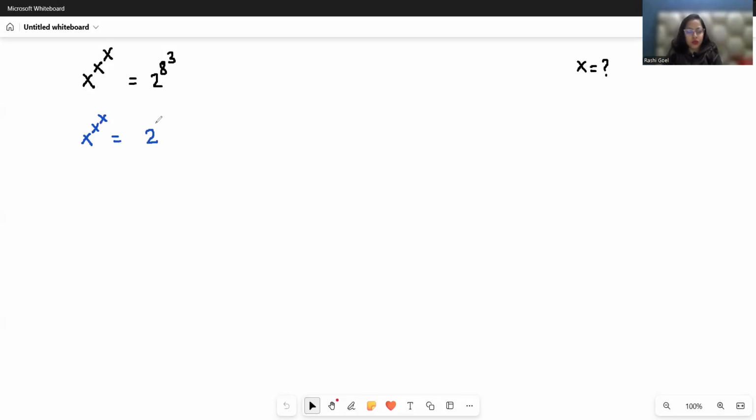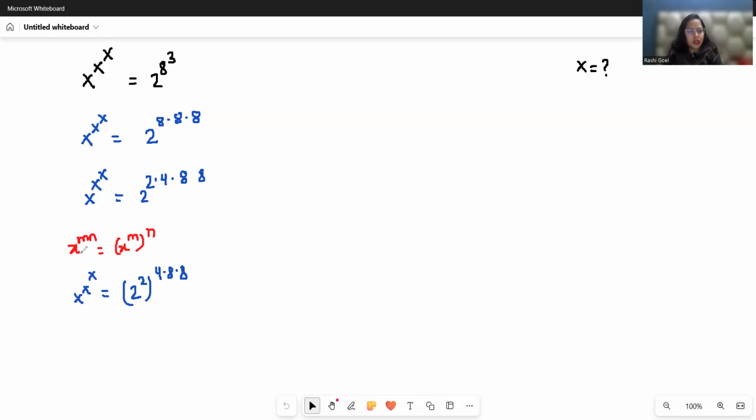We can write it as 2^(8×8×8). Now x^x = 2^8, I can write it as 2 times 4 times 8 times 8. Now as per the exponent rule, x^(mn) can be written as (x^m)^n. So x^x = (2^2)^(4×8×8).